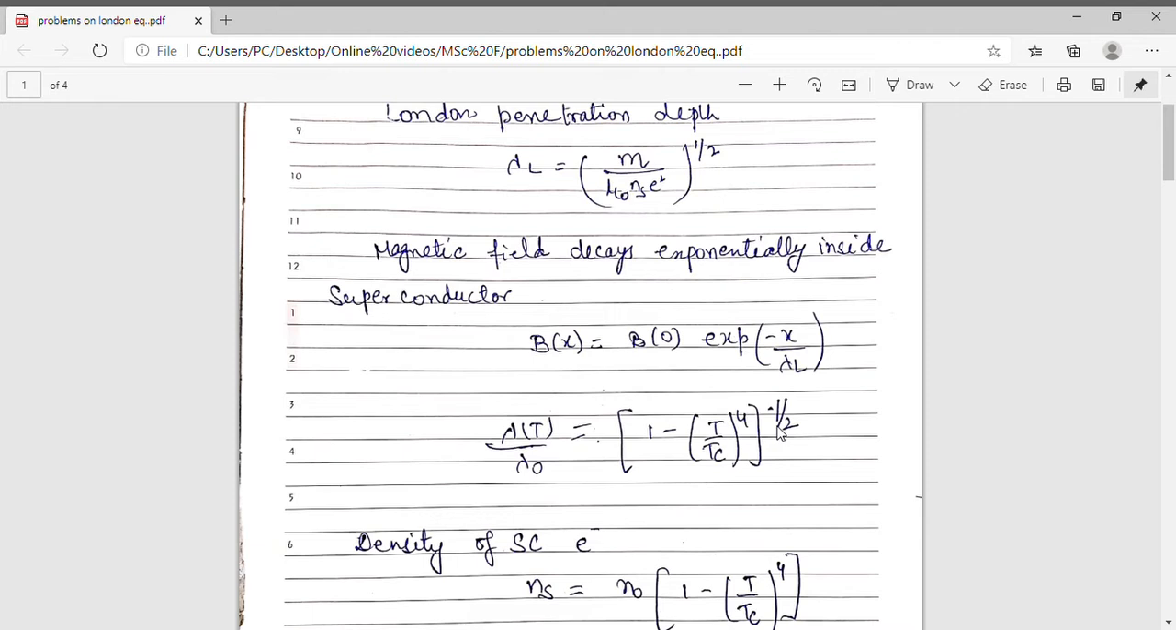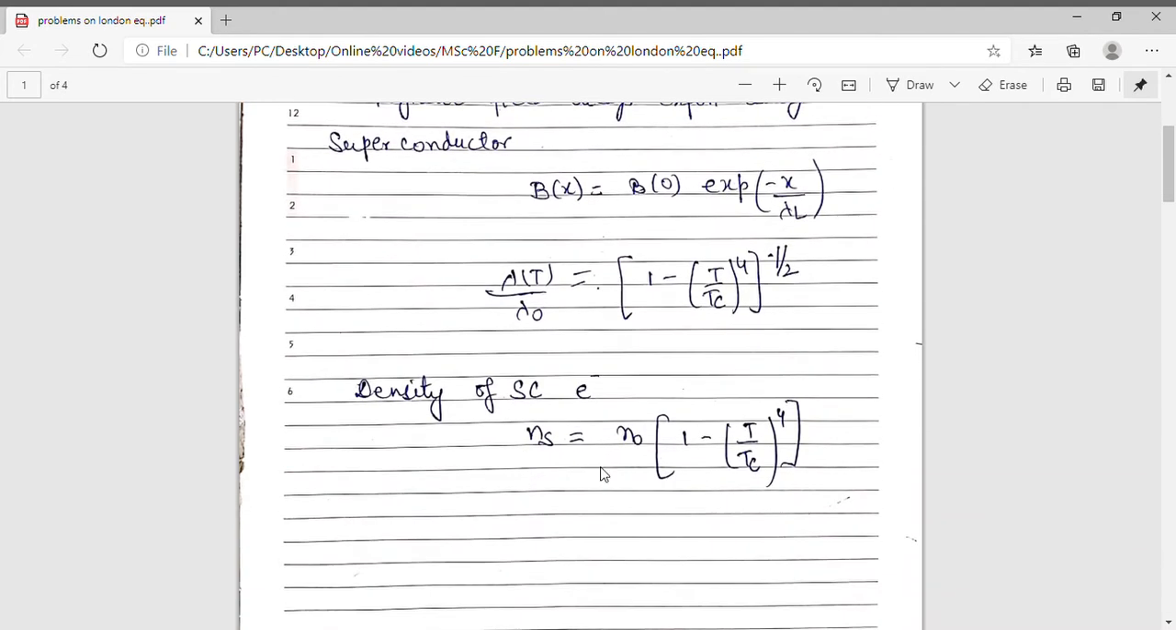Here Tc is the critical temperature and T is a particular temperature at which lambda has a value equal to lambda T. Lambda 0 is the value of lambda at 0 Kelvin. We have already discussed the formula of density of superconducting electrons. Ns is equal to N0 times (1 minus (T upon Tc) raised to the power 4). Here N0 is the total concentration of electrons, because in a superconductor between 0 and Tc there are two types of electrons, superconducting electrons and normal electrons, and these two concentrations add up to give us N0.